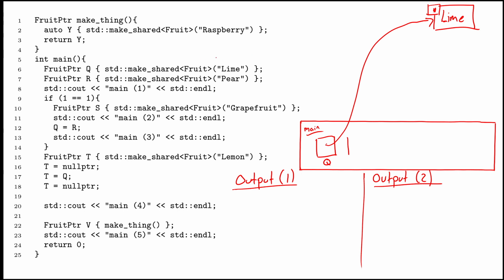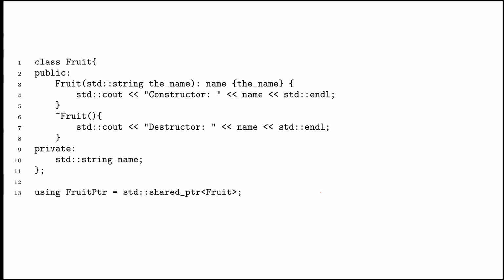When the makeShared function creates the object, it calls the constructor. Because it's not all on the same screen, I guess I missed that. I better make sure I don't forget that again. So I caught that one in time. So I print out constructor, lime. And just to emphasize that, the fruit class does basically nothing.